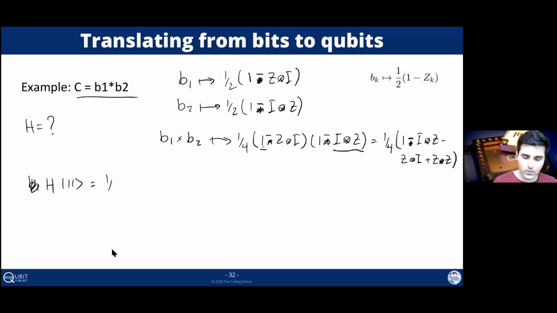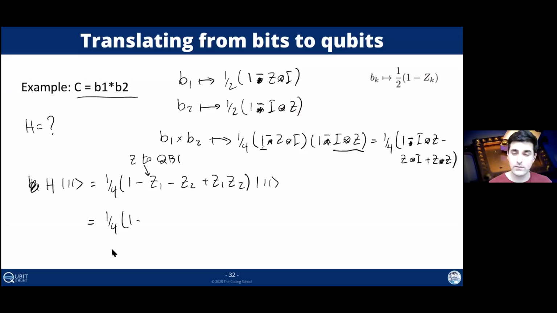So here I have 1/4, 1 minus, and let me just write this as Z1, meaning Z applied to the first qubit, or Z2 for the second qubit, and then plus Z1 Z2, applied to |1,1⟩. Okay, let's start filling in the blanks one by one. So I have 1/4 here. I have a -1 inside. Minus. Okay, so what happens if I apply a Z to the first qubit?